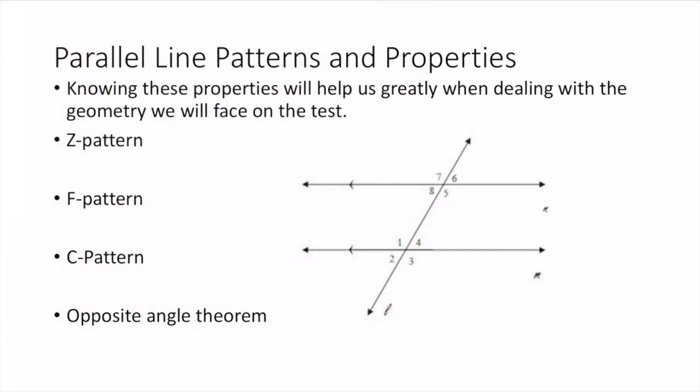Okay, a Z pattern, simply in the shape of a Z, the two inside angles become equal to each other. So in this case, angle 4 equals angle 8. Now any of these we can flip upside down, we can flip side to side, it doesn't matter. So this right here, the blue, is also a Z pattern. It's a little bit harder to see, but this would tell us that angle 5 and angle 1 are the same.